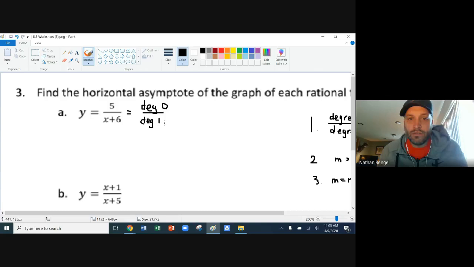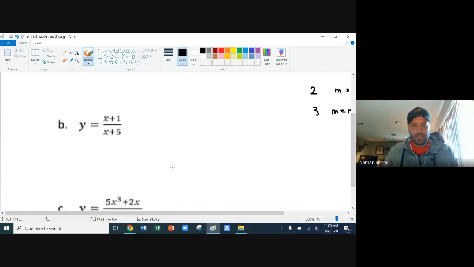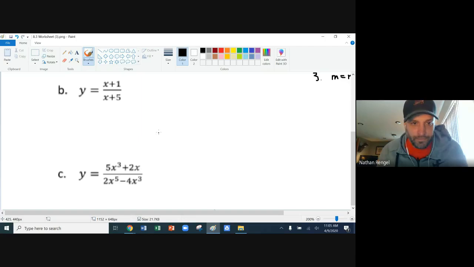Okay, so 0 over 1, that means my numerator is less than. That's going to determine that I have an asymptote at y equals 0. So there's my horizontal asymptote. Part B, we'll take a look at the degree in your numerator is 1. Degree in your denominator is 1.